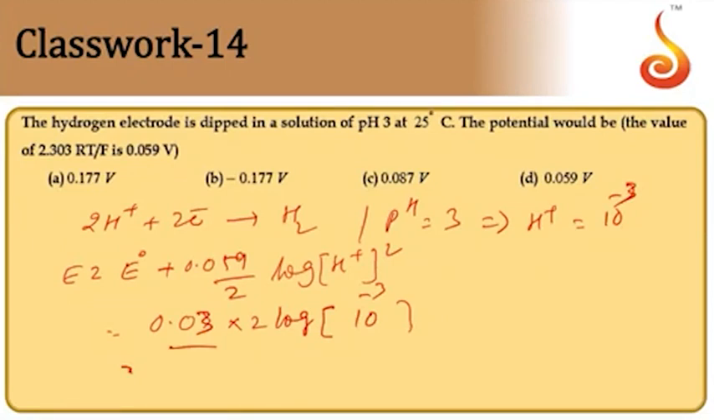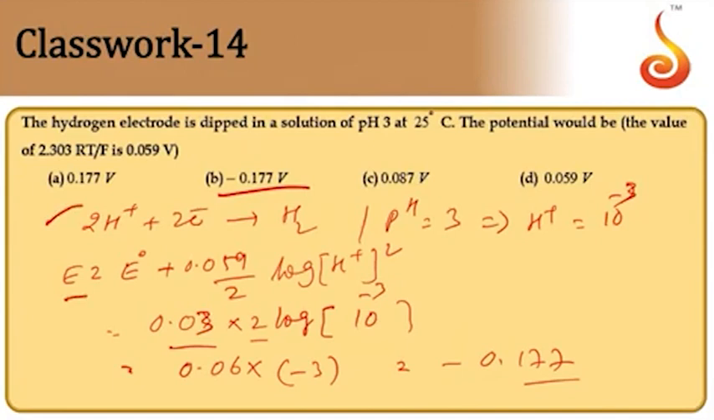So 0.03 into 2 is 0.06, and 0.06 into minus 3 log 10. Log 10 is 1, which is equal to minus 0.177. Minus 0.177 is option B.